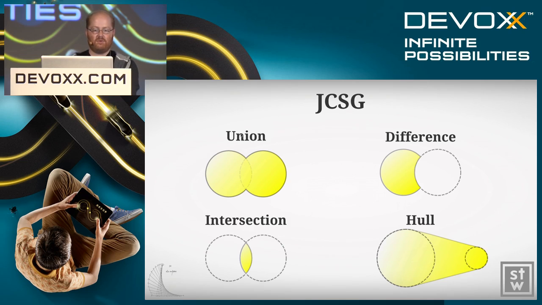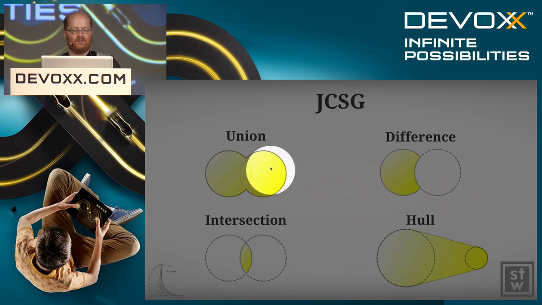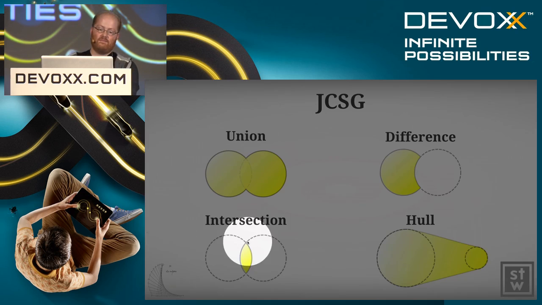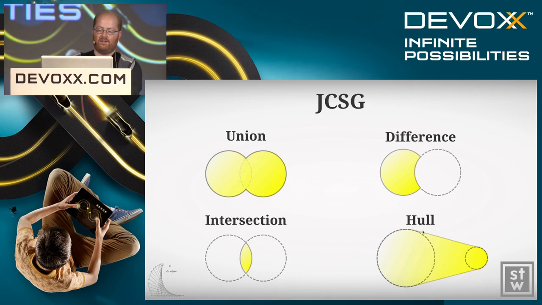You can do a union operation, like here. So we're doing the union operation on these two circles. You can do a difference, like subtracting a circle from another circle, and intersecting those. And you can create the hull operation. So you have two different parts, and you're kind of wrapping them.